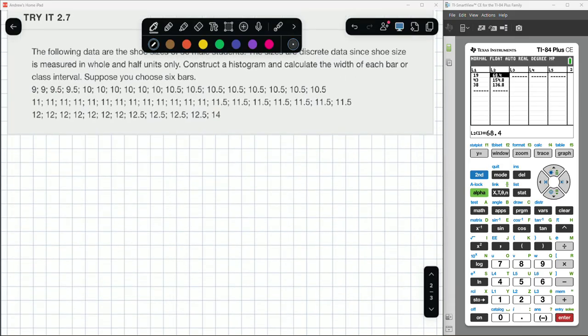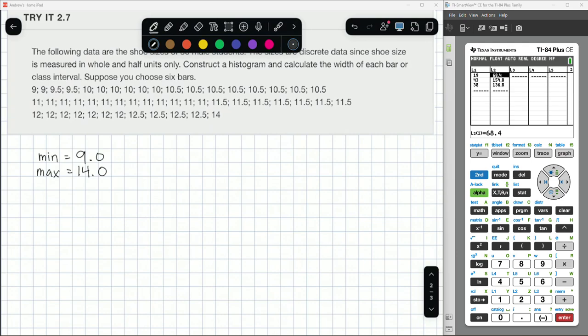So if you need to group data, you're going to start by looking for your min, which I can see is 9. I'm going to look for my max, which is 14. And I'm going to add decimals here because some of my data goes out to 0.5. So technically all of my data has 1 decimal place out to the 10th place.